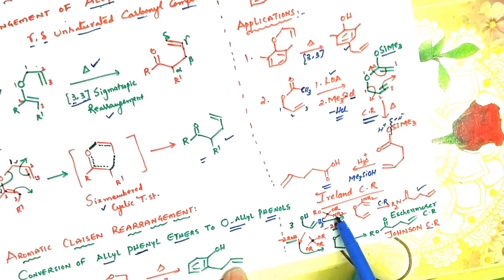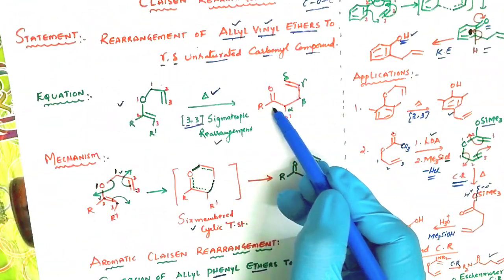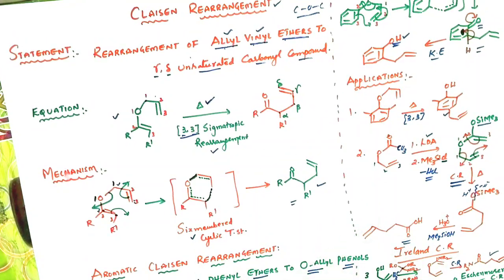In the case of the Johnson-Claisen rearrangement, what happens? Here we have NR2, and this is also replaced with one more OR. Three OR groups here. So NR2 should be replaced with OR, so it will become an ester. So amides will be generated, esters will be generated, acids will be generated, phenols will be generated, and the corresponding carbonyl compounds with a pi bond will also be generated. So these are the applications of your Claisen rearrangement.